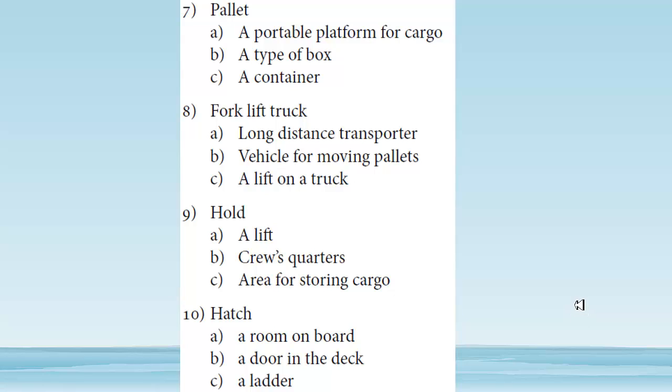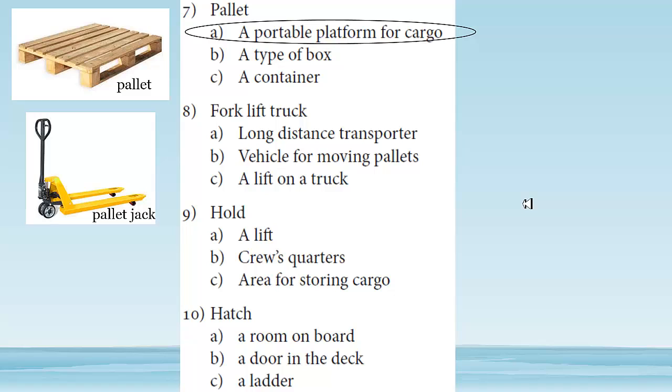We've talked about that before. A portable platform for cargo. Yes, it's not a type of box. That's a crate and a container. There's lots of different containers. So here is a pallet. Different types of containers will go on a pallet. You can have boxes, you can have crates, bags, sacks.